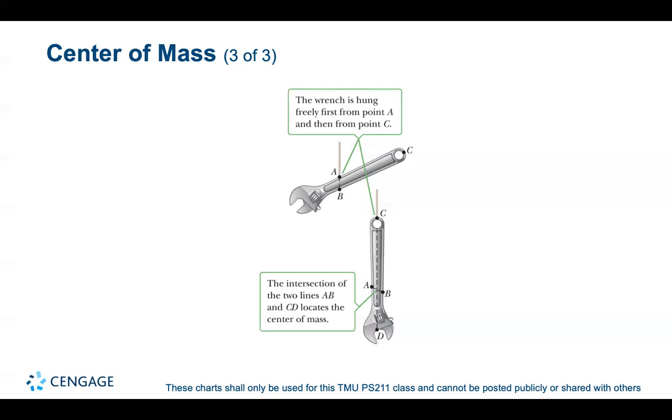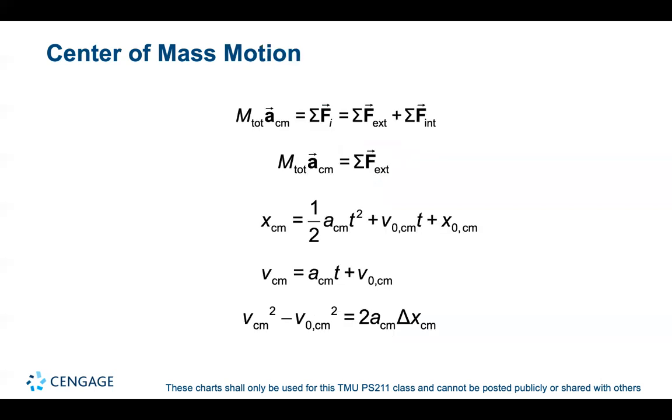In fact, if the wrench is hung freely from any point, the center of mass always lies straight below the point of support. So the vertical line through that point must pass through the center of mass. A rigid object in a uniform gravitational field can be balanced by a single force equal in magnitude to the weight of the object as long as the force is directed upward through the object's center of mass.